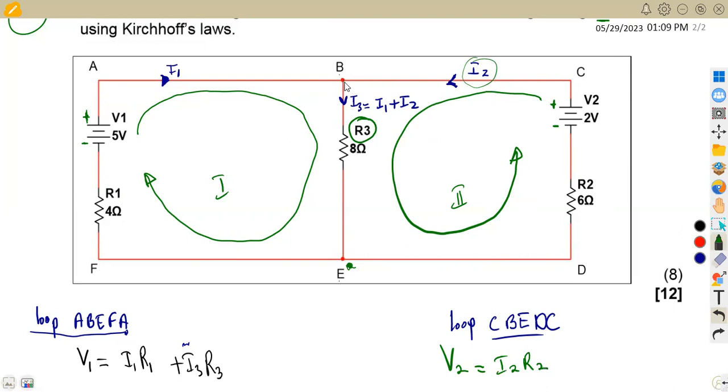If we move from B to E, it is the same condition that we had in the previous part. B to E, we only have current 3 and resistor R3. So this is going to be plus I3 times R3, like that. All right, so this is what you're going to have from this loop. So let us have our calculations.